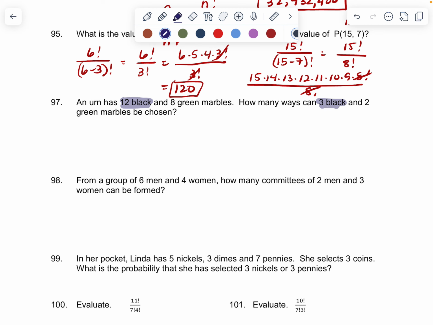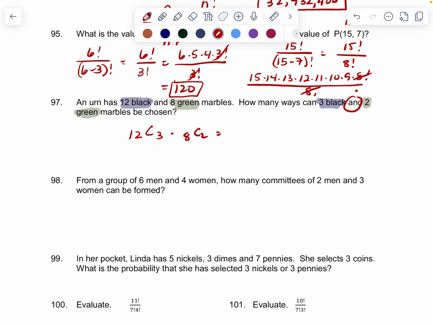So what I'm going to be looking at, I have 12 black marbles and I want to choose 3. So that's going to be 12 choose 3, times, remember we have and means times, right? And then what else do we have here? We have 8 green marbles and we just want to choose 2 of them. So it's going to be times 8 choose 2.